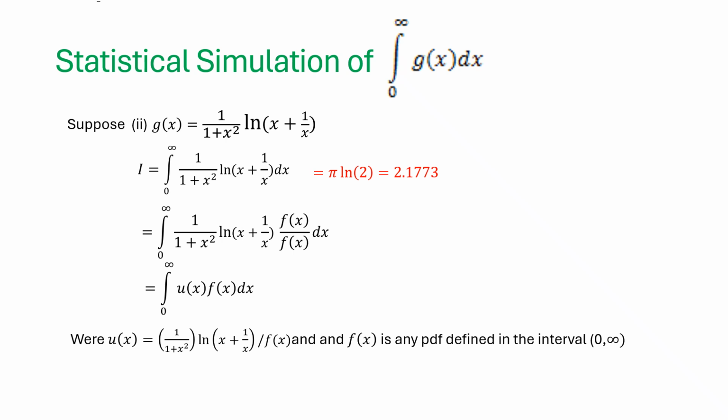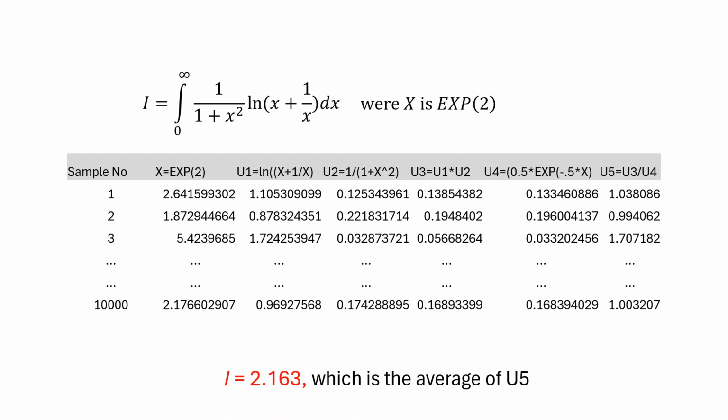Okay, so it is again expressed this way. What I did was multiply and divide by a density function f(x). So the whole u(x) now becomes (1 by (1 plus x square)) times (log x plus 1 by x) divided by f(x), and f(x) can be any density function defined on the interval 0 to infinity. So you now have a lot of choices for the density function. There are many probability density functions defined on the interval 0 to infinity. So try with all types of these. I will show you how I have chosen.